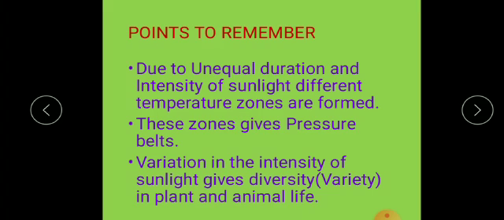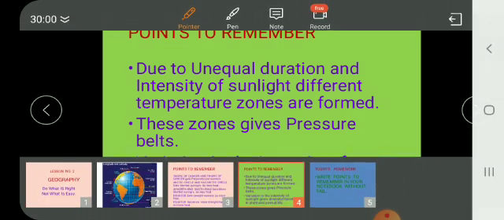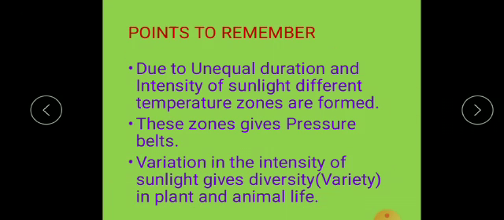And these zones again give us the pressure belts. Pressure belts, nothing but the storms, winds, these are all the pressure belts. And because of this variation in the sunlight, you again see variety in plant and animal life. Okay, did you understand this, children, today?